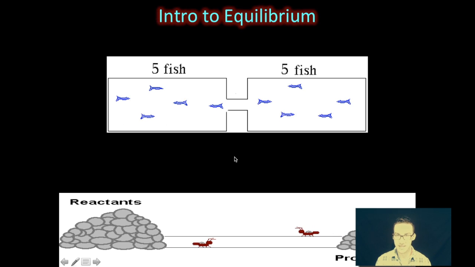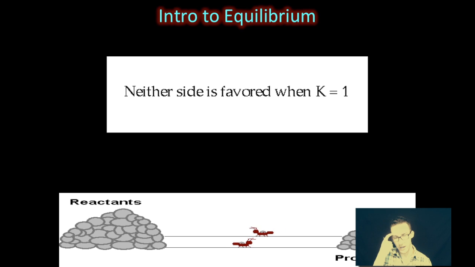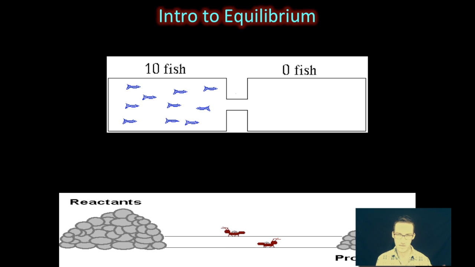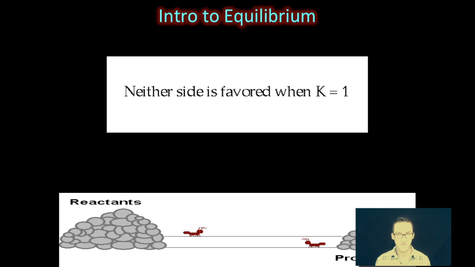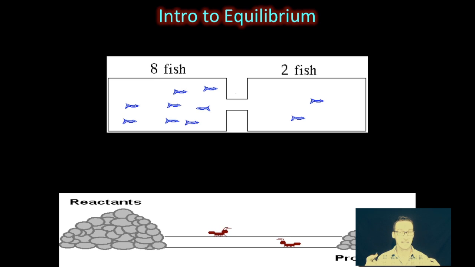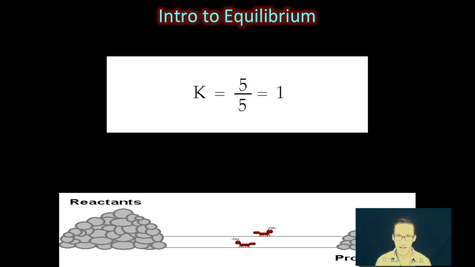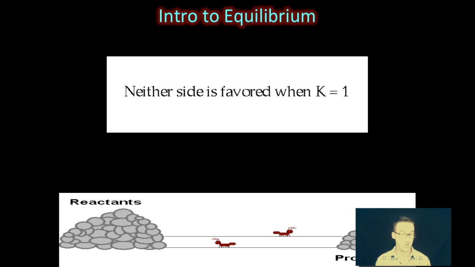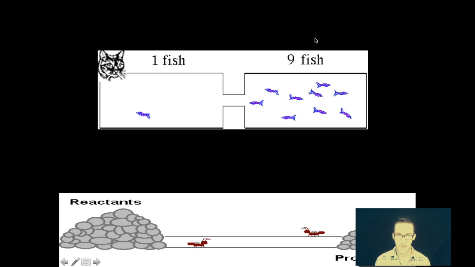As you look at this animation, it starts out with a bunch of fish on one side of your fish tank. They fill up the container and swim back and forth, back and forth. So you've got 5 fish in your reactant chamber and 5 in your product chamber once you reach equilibrium. In that case, K would be equal to 1, where you've got essentially the same amount of product as you do reactant.